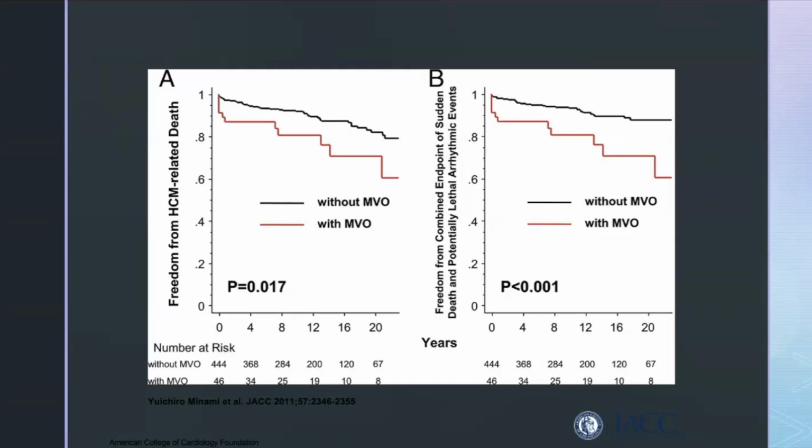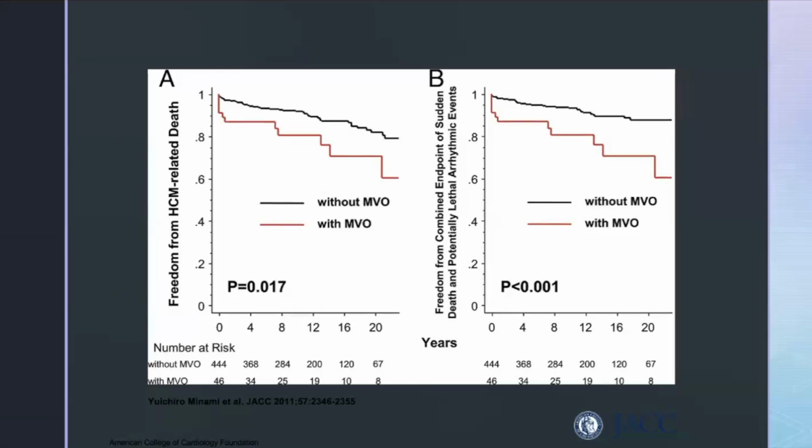The blue line on the top is patients that have had a midcavitary gradient, and on the bottom are patients without a midcavitary gradient. What we're looking at is years, and on the right, risk of freedom from HCM-related death. So HCM-related death in any way, not just sudden cardiac death, although that's the most common.